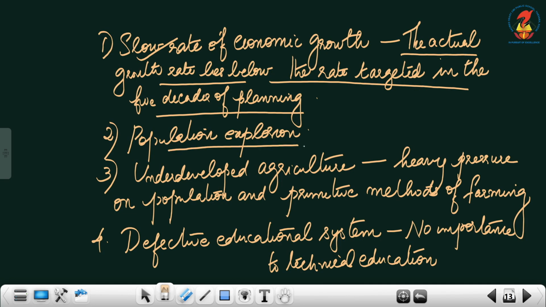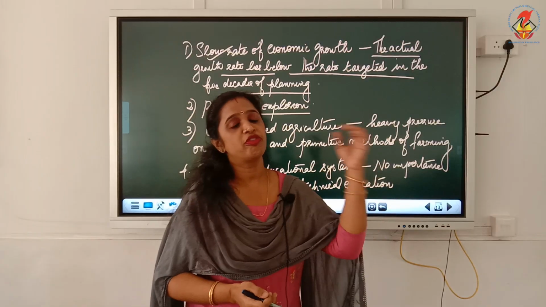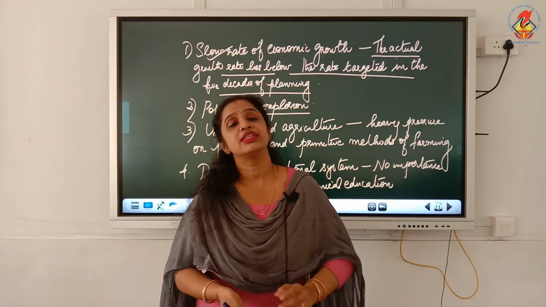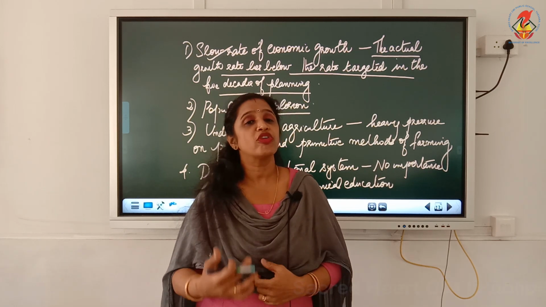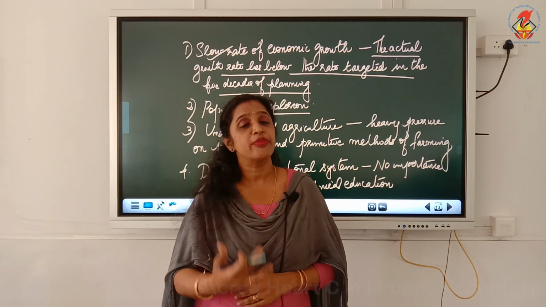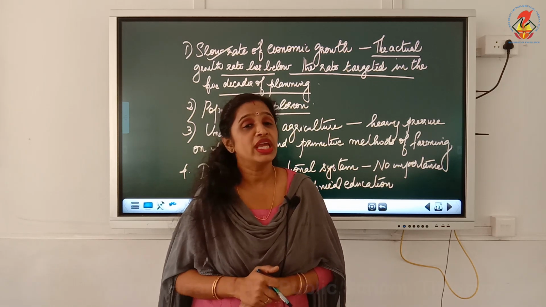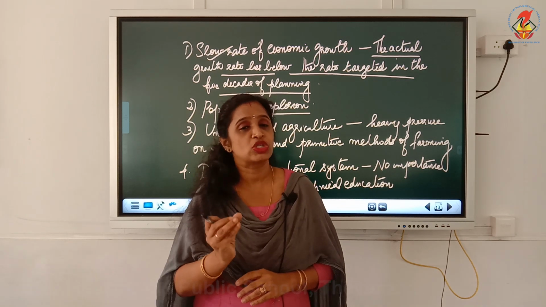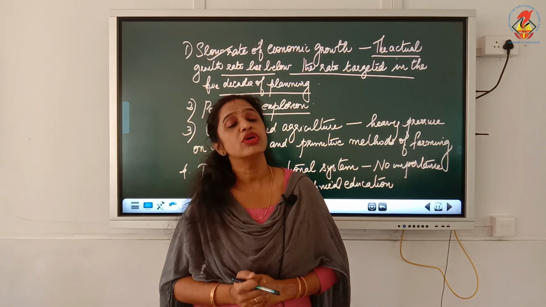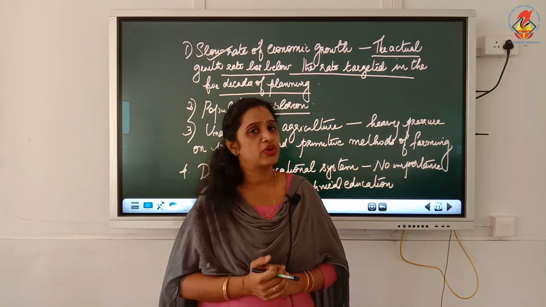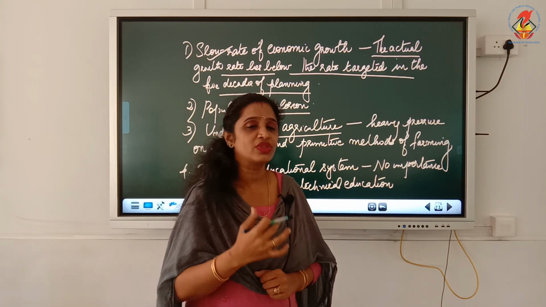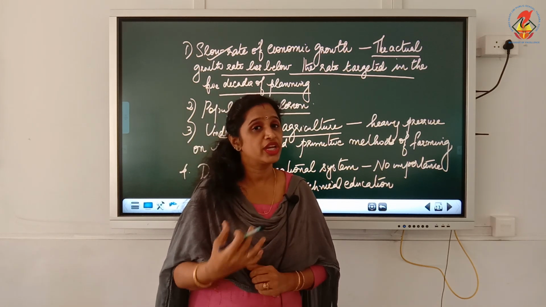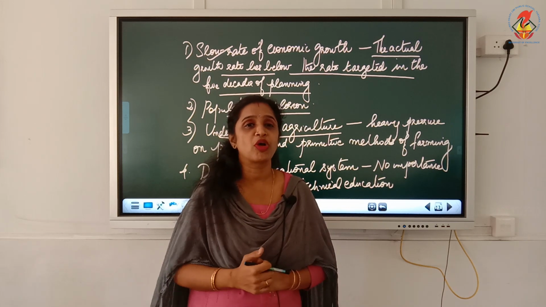Point number 2, population explosion. The number of people are increasing day by day, and India, you know, stands second in the world population. As the number of people are increasing, the labor force is also increasing, and there are not enough employment opportunities to absorb the growing labor force. Therefore, population explosion is another important reason for unemployment. Next is underdeveloped agriculture. You know that there is a slow growth rate of the agricultural sector. Therefore, you can find a lot of unemployment problems there also.